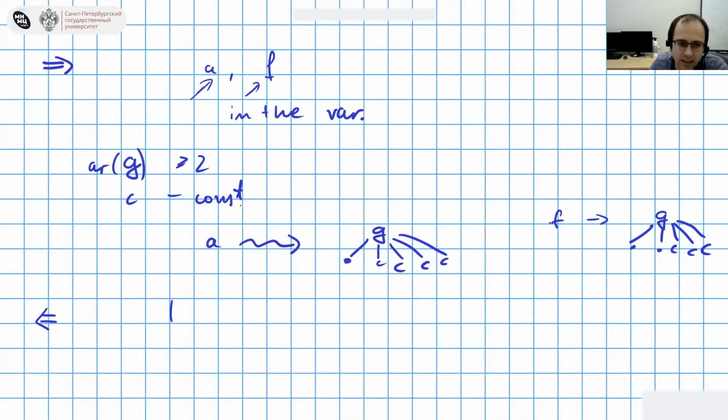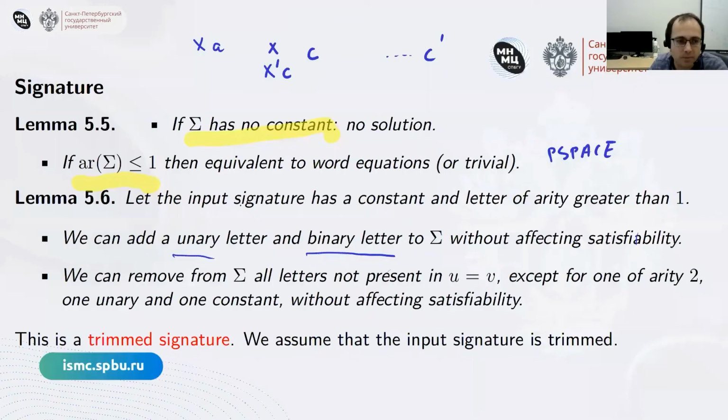So the other direction is trivial. Okay, so yeah, if we had a solution, then we still have a solution. Okay, so this is done. And secondly, we can also remove the letters from the signature.